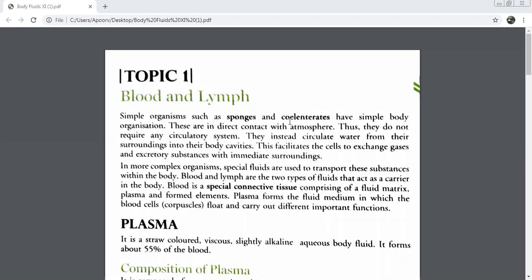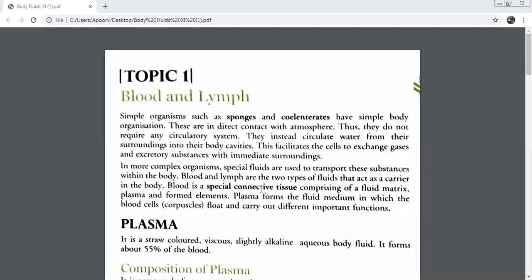Is it okay with the first paragraph? Those organisms which are simple, for example sponges and coelentrates, are in direct contact with the surroundings. So for the exchange of gases and excretion, they don't need any proper systems. But if we talk about complex organisms, let's take our own example, special fluids are used to transport these substances within the body. If we feel that we, as complex multicellular organisms, can function without a transport system, is it possible? No, ma'am. Very good.